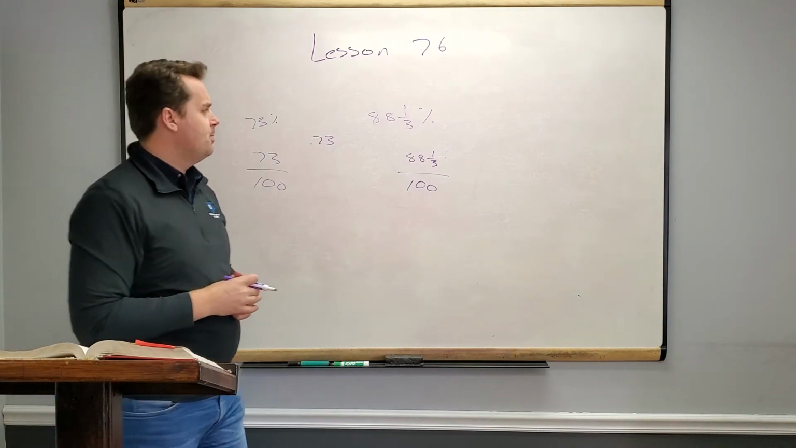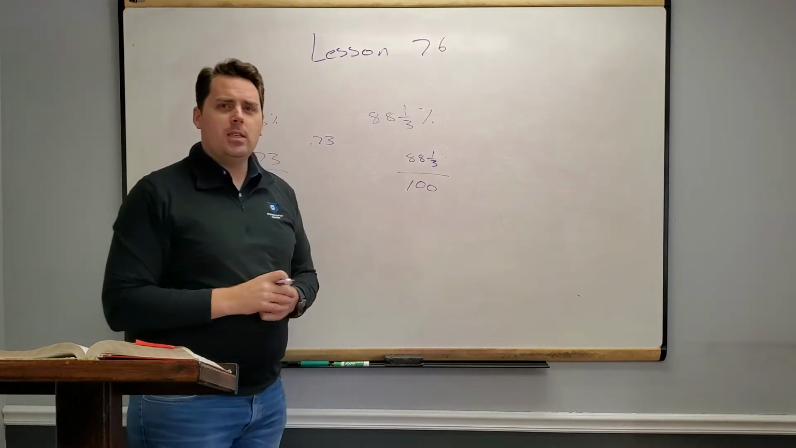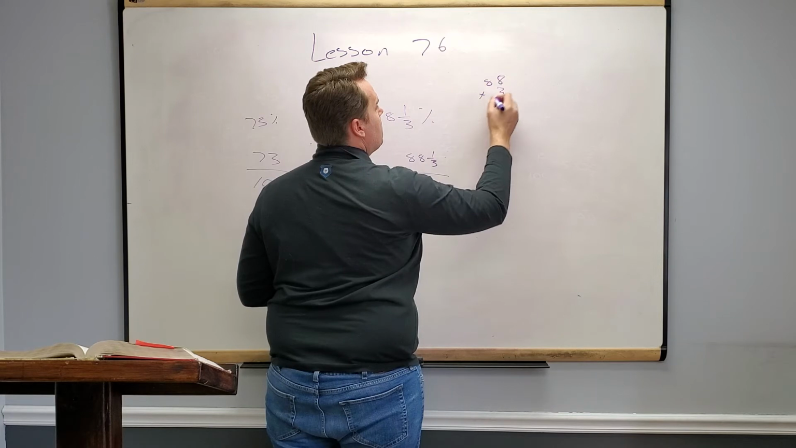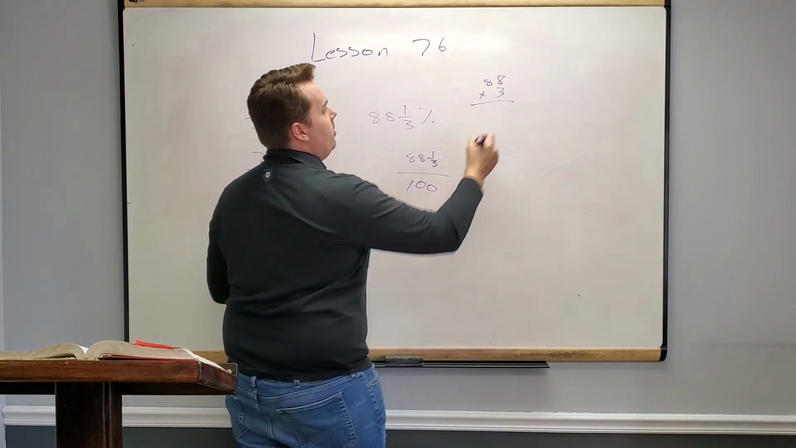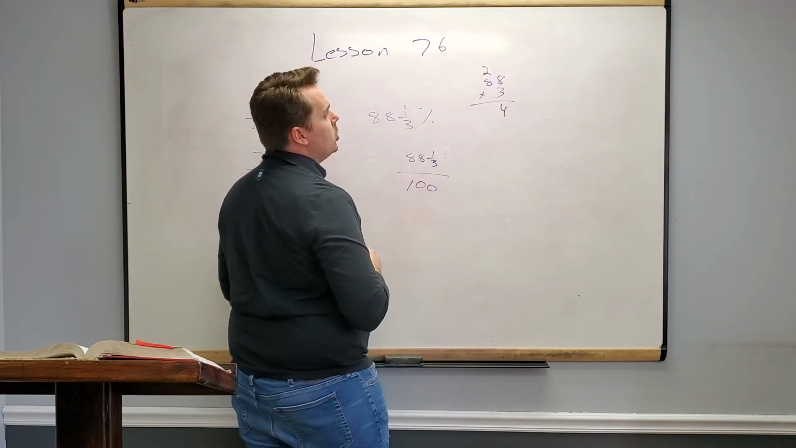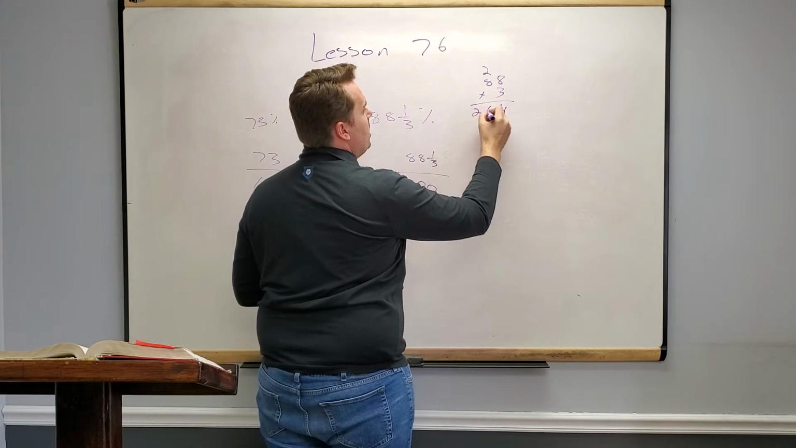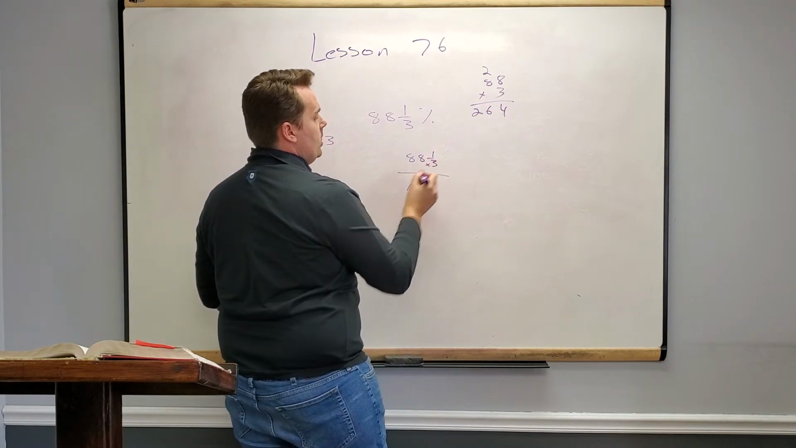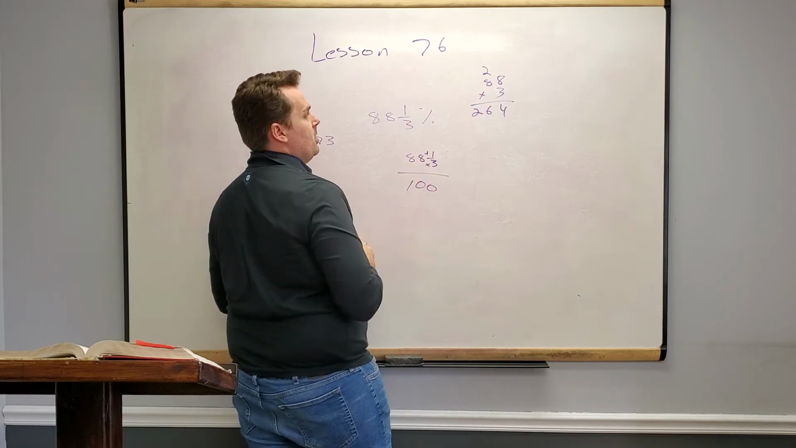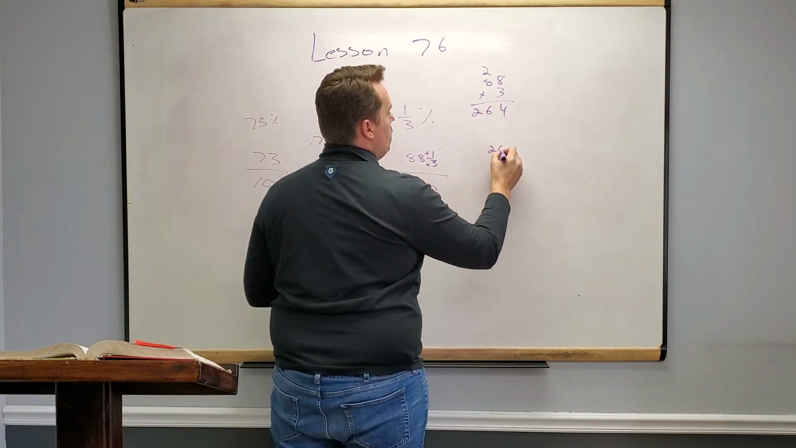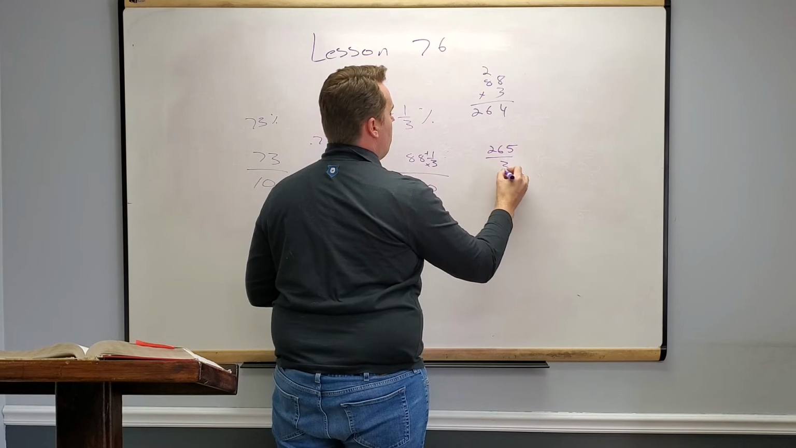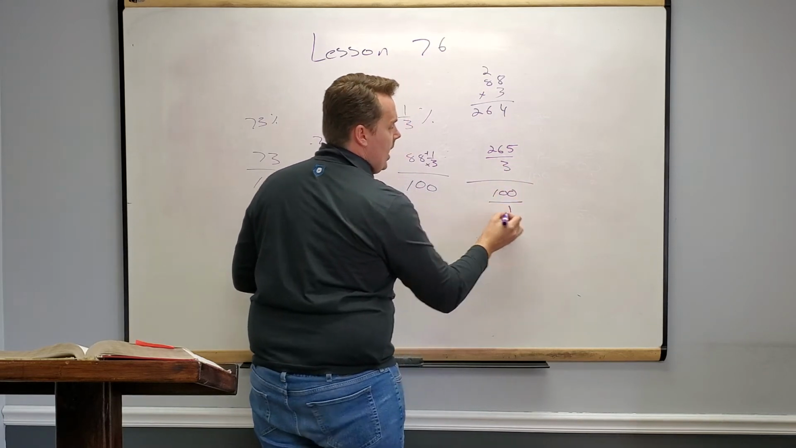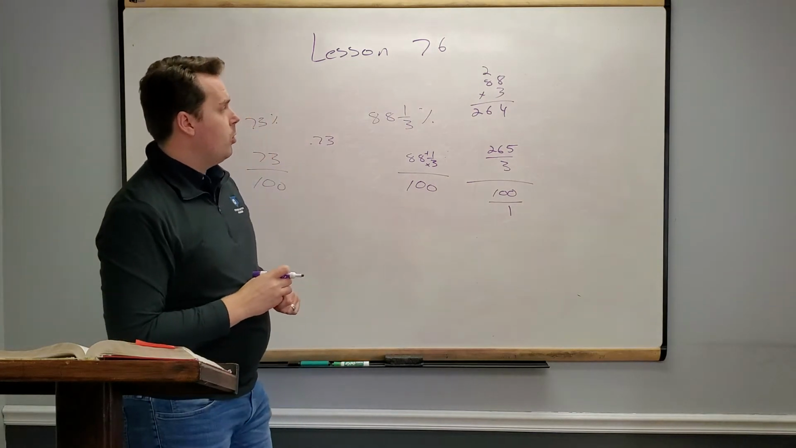That's easy, right? So let's take 3 times 88 plus 1. 3 times 88. 3 times 8 is 24. Carry the 2. 3 times 8 again is 24, plus 2 is 26. All right? And then I'm going to add 1 because it's 3 times this plus this. Okay? So it's going to be 265 over 3. And that is all over 100. Don't forget to add 100 over 1.